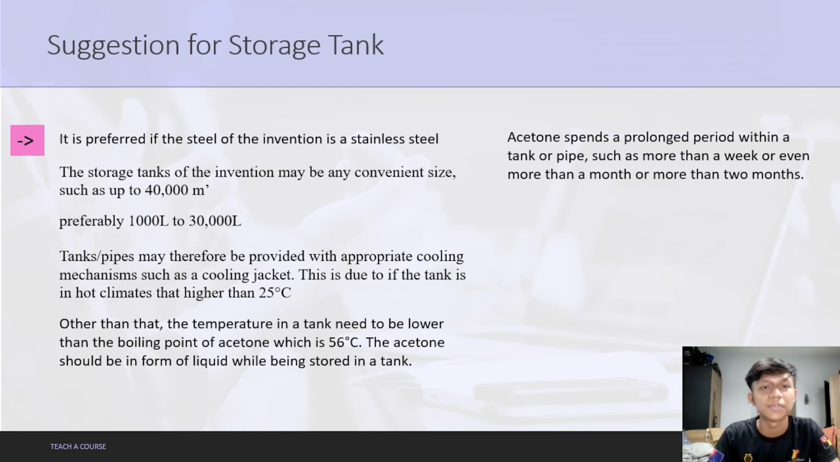If expansion occurs in the acetone, the tank or pipe may therefore be provided with an appropriate cooling mechanism, such as a cooling jacket. This is for when the tank is in hot climates with temperatures higher than 25 Celsius, because we need to keep the temperature below the boiling point of acetone, which is 56 Celsius, since the acetone should be in liquid form while stored in the tank. This also applies when the acetone spends a prolonged period in a tank or pipe, such as more than a week, or even more than a month or 2 months.